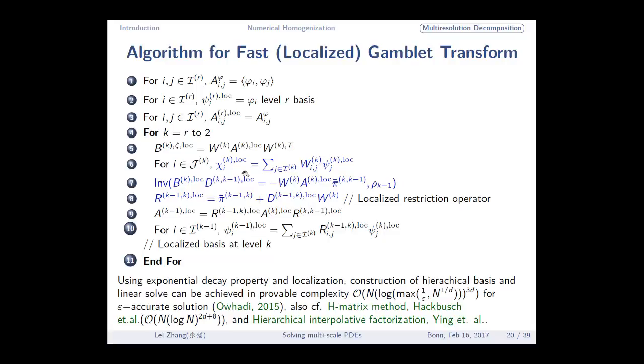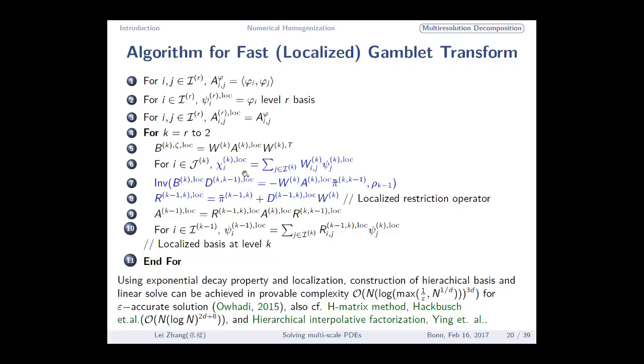And that's actually comparable to the H matrix method, which is 2d plus 8. For d equal to 2, this is a little bit smaller, but it's log. And also comparable to the hierarchical interpolative factorization of Lexing Ying and others.